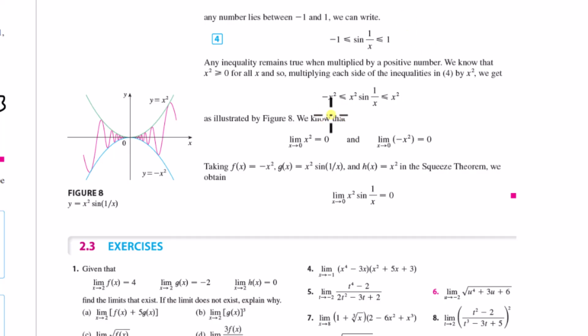Since this is true for all x, including x equal to 0, and these two limits are the same, the squeeze theorem says that the limit as x approaches 0 of x squared times sine of 1 over x is equal to 0.